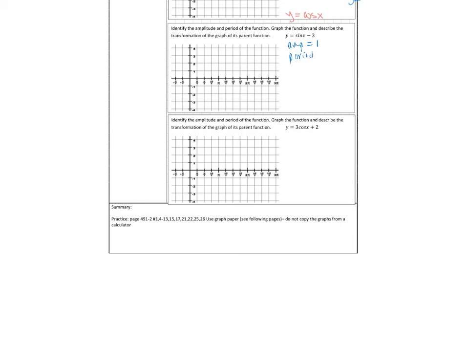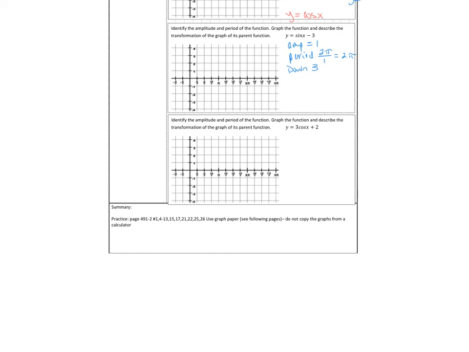The period is always 2 pi divided by b. And b is the number that's multiplied by my x. And in this case, I don't see a number multiplied by x, so I know that equals 1. So my period is going to be 2 pi this time. So not anything shrunk horizontally. But the -3 at the end now tells me I do have a vertical shift, and it's going down 3. So that's where my transformation is happening.